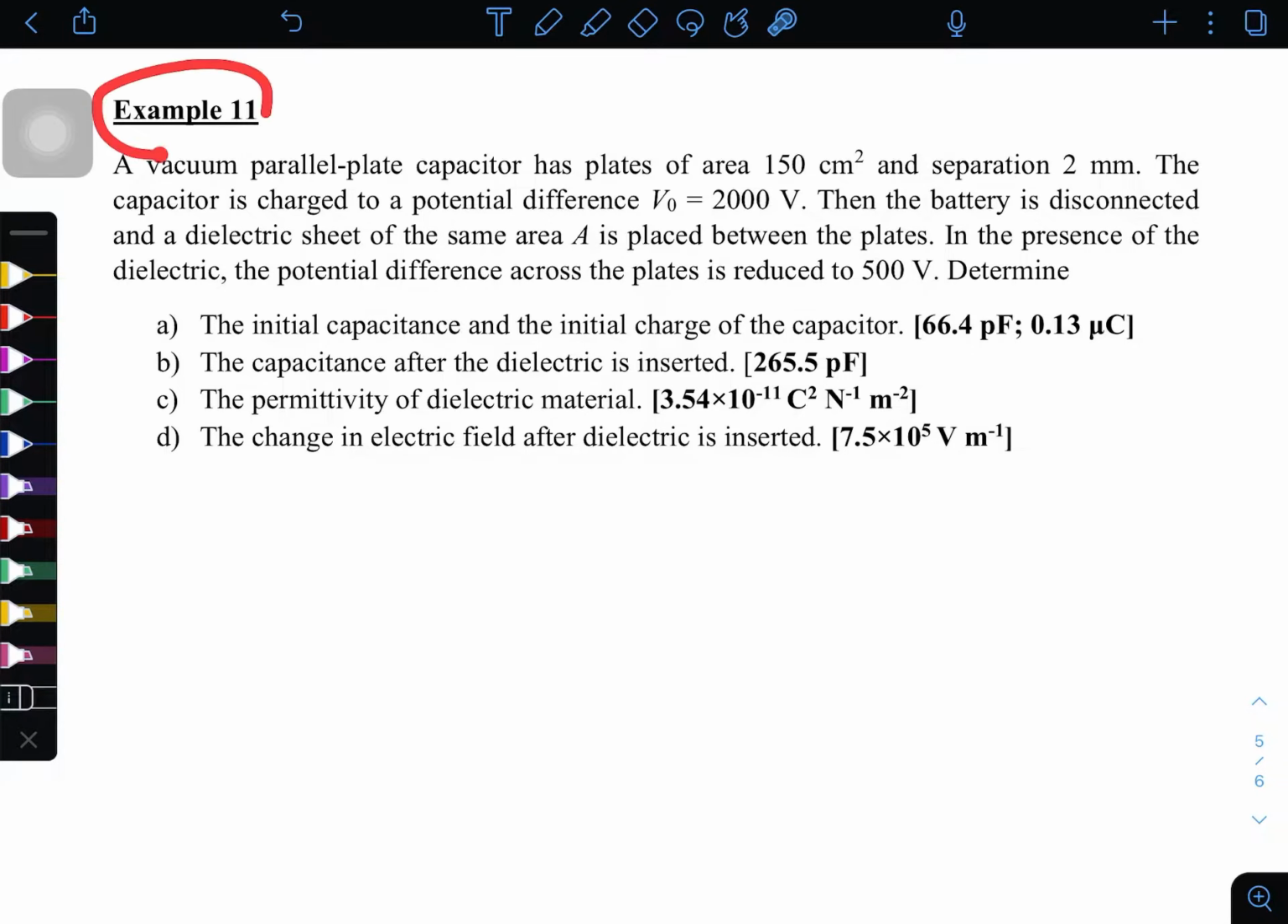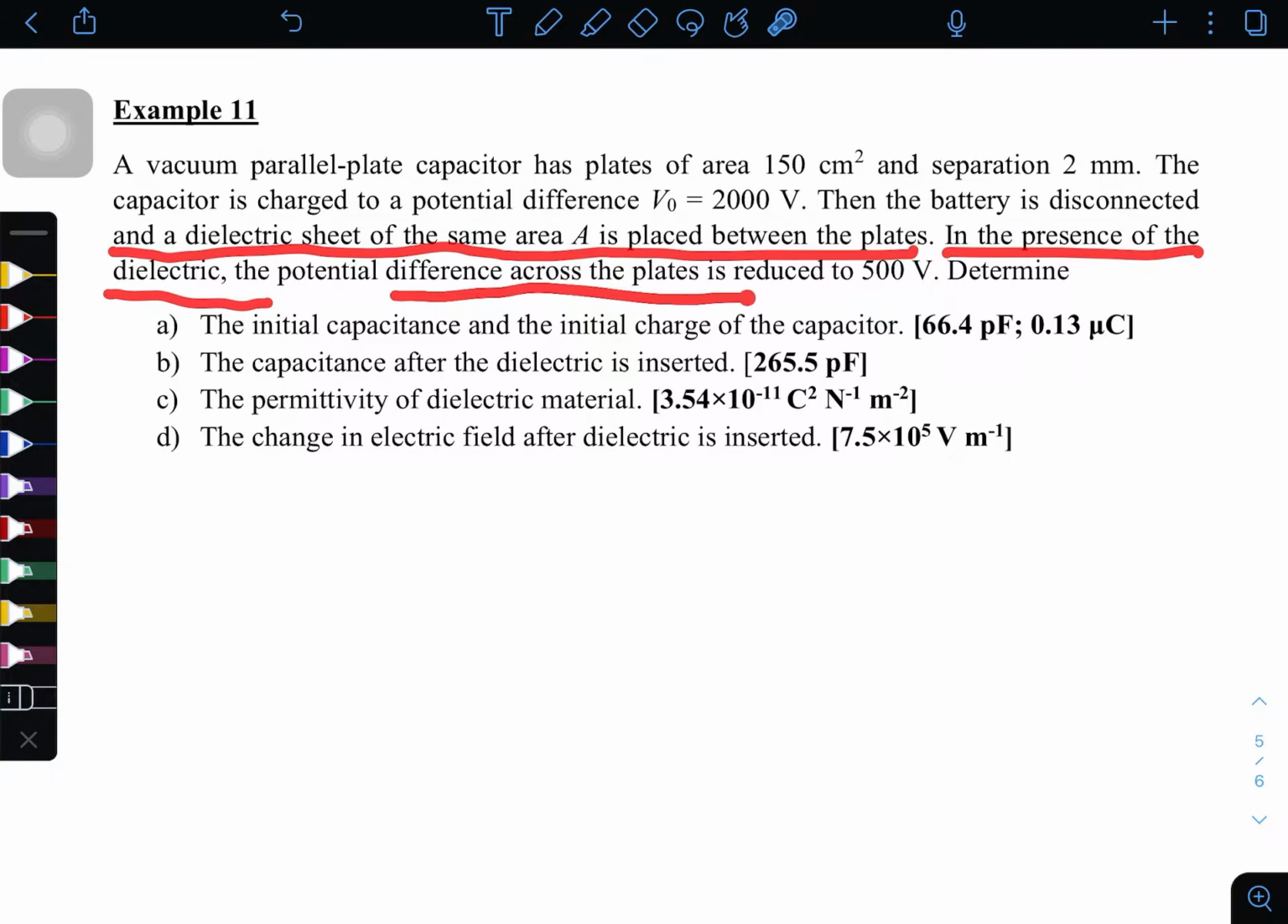Okay, now we go to example 11. A vacuum parallel plate capacitor has plate of area 150 cm square and separation 2 mm. The capacitor is charged to a potential difference V0 equal to 2000 volt. The battery is disconnected and a dielectric sheet of the same area A is placed between the plates. In the presence of the dielectric, the potential difference across the plates is reduced to 500 volt.